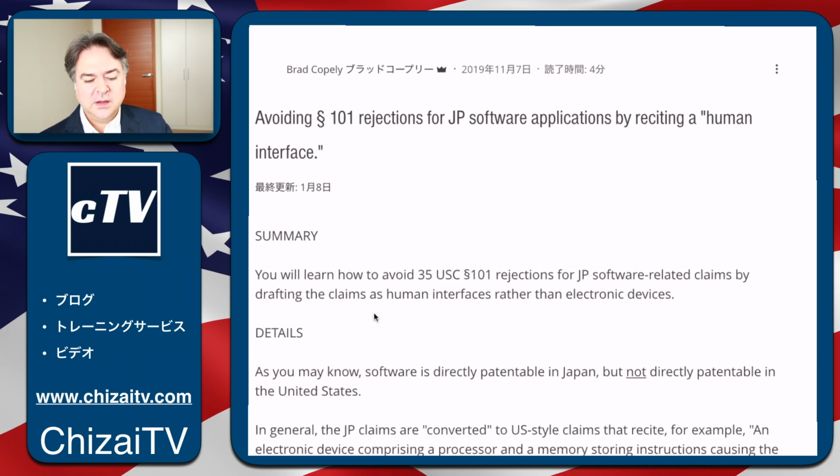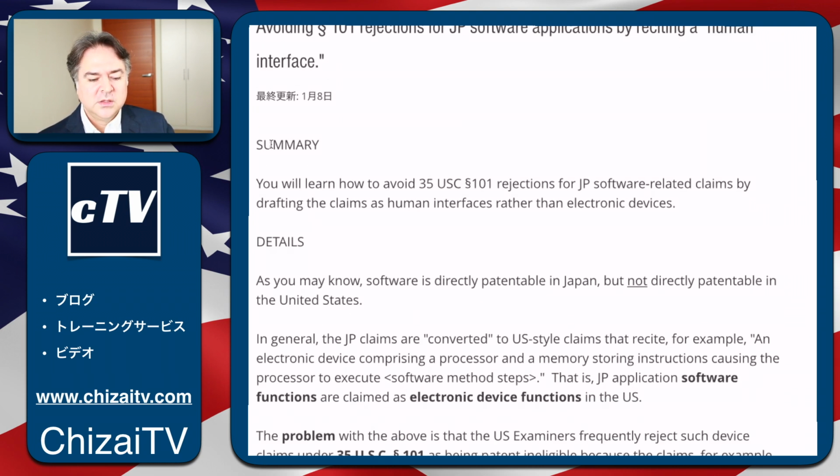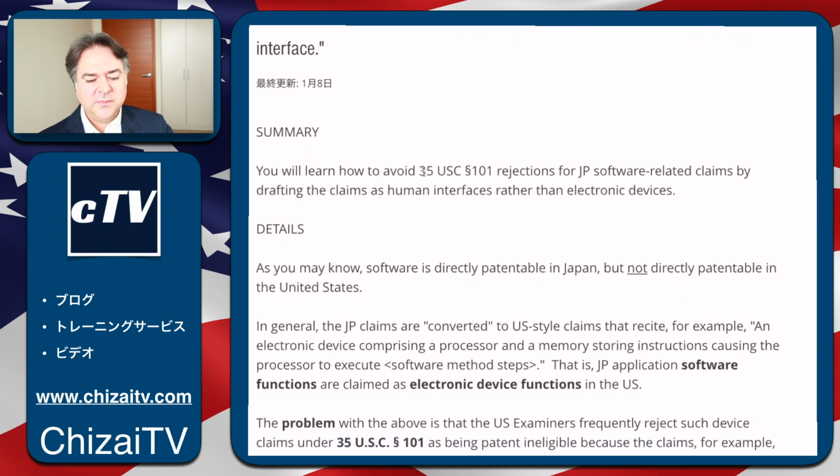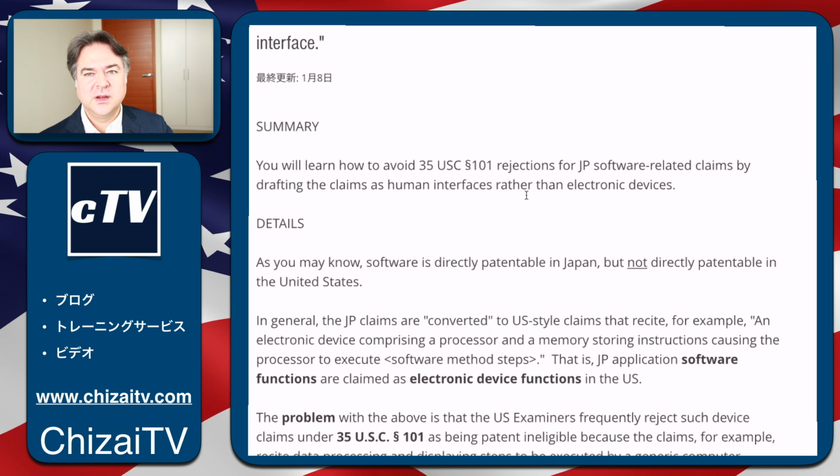So basically, the idea is to avoid 101 rejections by writing the U.S. claims in a different way so that they're a human interface. A human interface is something where you have data on a screen and you select something and the data is moved or transformed and displayed a different way. That's the general goal of this video. Under the summary, you will learn how to avoid 101 rejections for JP software related claims by drafting the claims as human interfaces rather than electronic devices.